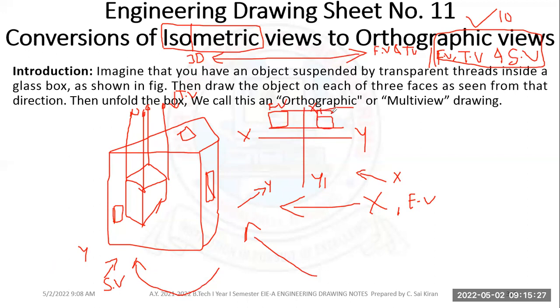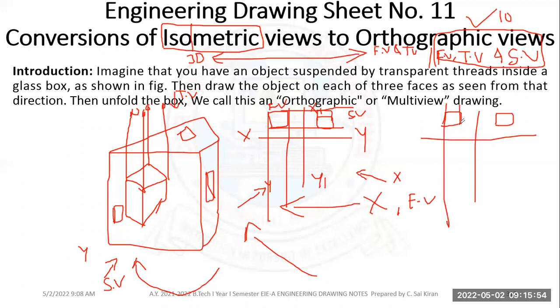So this object should be in the same horizontal, and this is my side view. In order to get the top view, you have to project these lines, and from the side view there are two methods to draw the top view. Okay, so one method is, this is your object, and this is my front view.